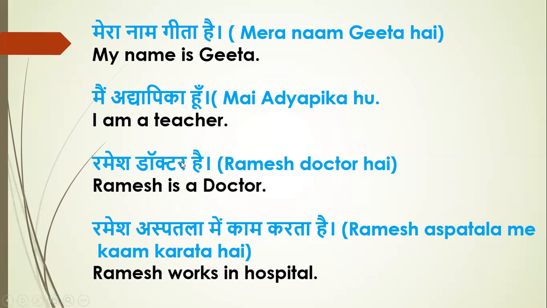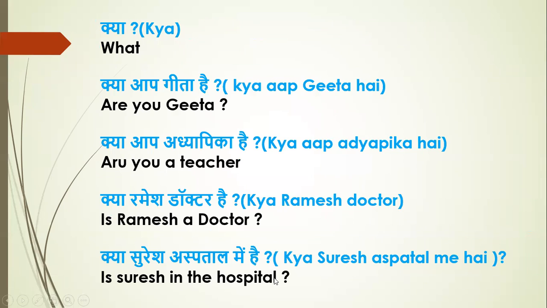रमेश डॉक्टर है. Ramesh is a doctor. You can name a person and their profession directly. This sentence will be used. रमेश अस्पताल में काम करता है. That means Ramesh works in a hospital.